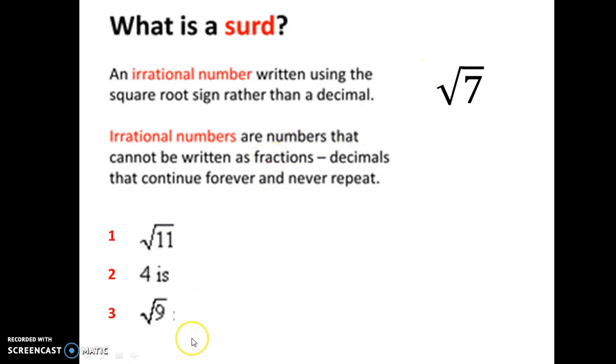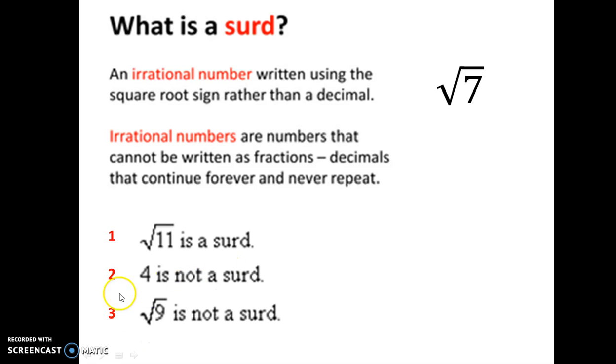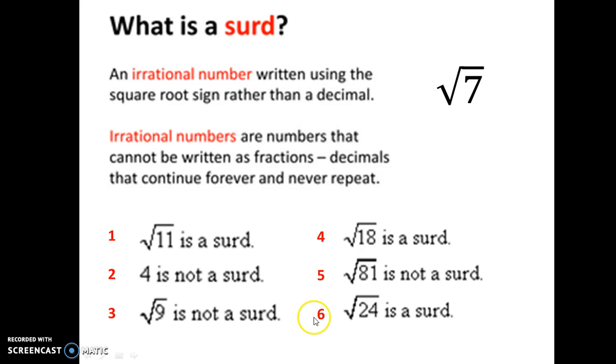So of these three, which one is a surd? Well, root of 11 is a surd because it's an irrational root. This one obviously is not. There's not even a radical sign there. This one, we know the square root of 9 is 3, so it's not a surd. How about of these three, which is a surd? Well, root of 18 is a surd because we don't have a perfect square for that. Root of 81 makes 9, so not a surd, and root of 24 is, because we can't take that square root either.